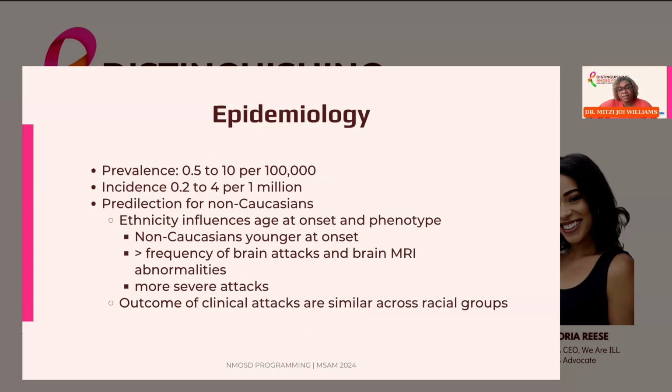So the prevalence is about 10 per 100,000, which is much less than we see with MS. The incidence is about 0.2 to 4 per million. Again, there's a predilection, so people of various ethnic backgrounds are more likely affected than people we would consider white or of Northern European ancestry. And those of varied ethnic backgrounds, including those who are Asian as well as Black, or of African descent, seem to have more brain attacks, which can be more severe.